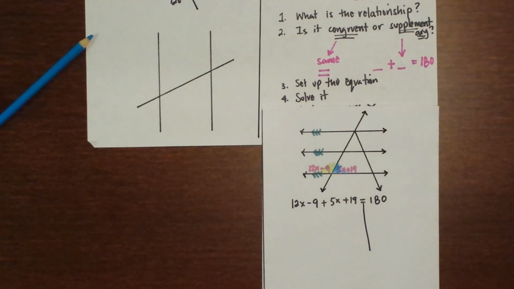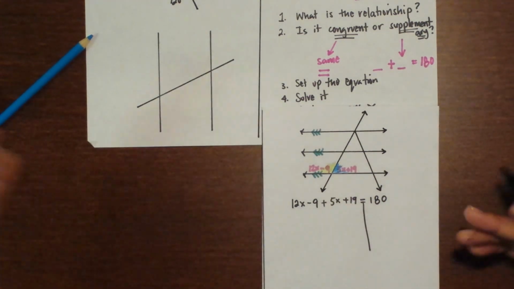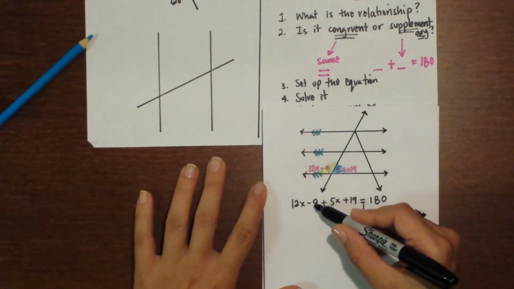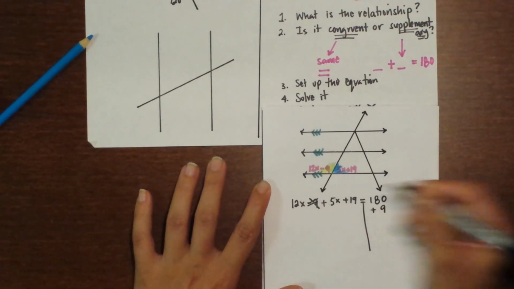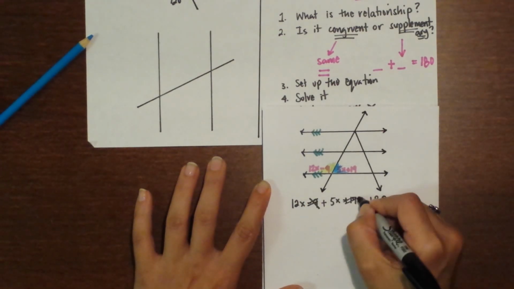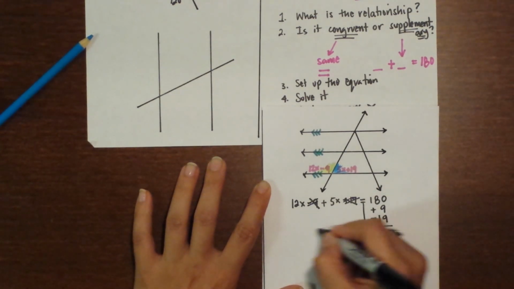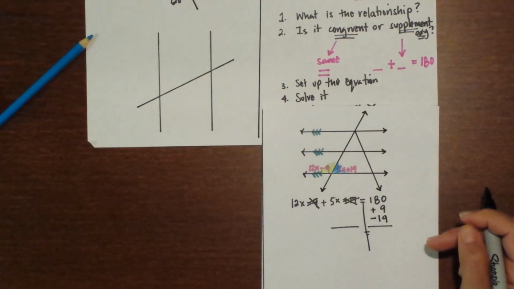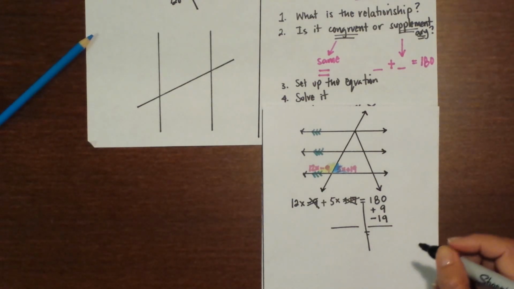So what I'm going to do is, and there's several ways you can do it, you can combine like terms, there are lots of ways you can do it. I like to get rid of all the numbers that are bothering my variables. So I'm going to take the 9 to the other side. So I'm going to go plus 9. This is gone. Minus 19. Because that's gone. And then I can go ahead and just combine like terms and do my addition and subtraction here at the same time. So 12x plus 5x, what's that going to give me?